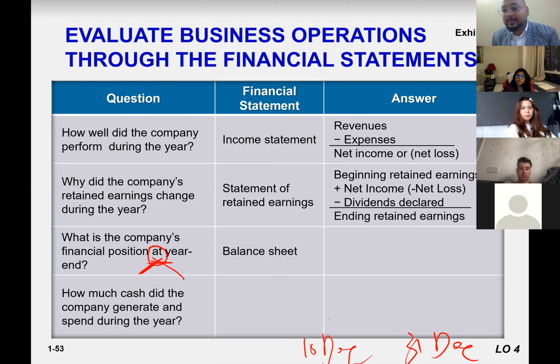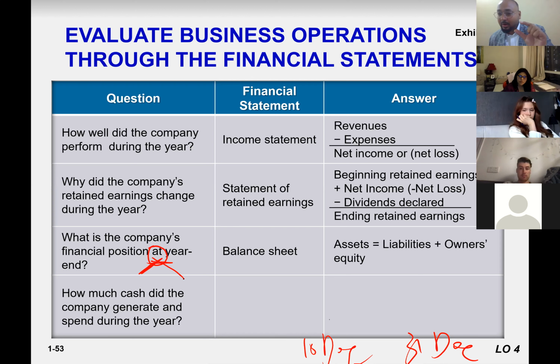We also call this a snapshot of the business. Snapshot, a picture of the business. So the balance sheet only tells you about the picture of the business on a specific date. That's it. It won't tell you what's going on during the year.